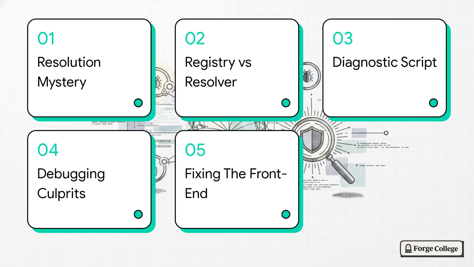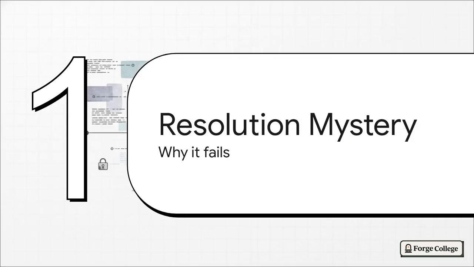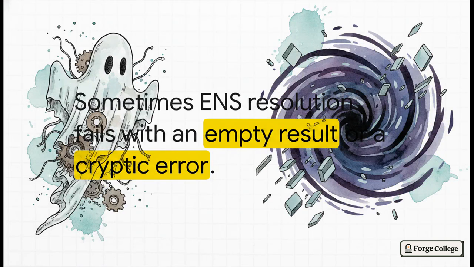Let's get moving. Starting off with section 1, the resolution mystery, and exactly why things fail when we hit a brick wall. Look, we've all been there, right? You've set up this gorgeous front-end flow to replace those ugly raw addresses with nice, clean, readable ENS names. And sometimes it works flawlessly. But other times, it just throws a totally cryptic error or leaves a giant blank space on your UI. So are we dealing with ghosts in the machine here or a zero-address black hole? To actually harden our flow, we've got to stop guessing and start diagnosing.